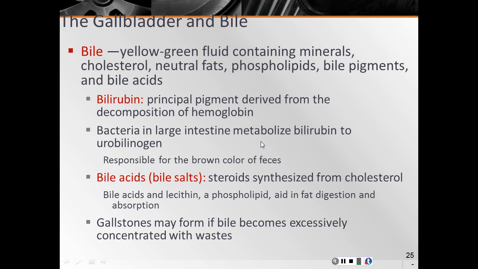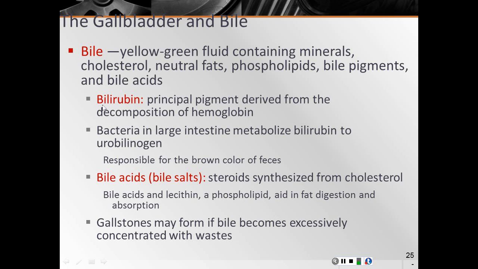All right. So what does it secrete? It secretes bile, and bile is this yellow-greenish fluid that contains minerals, cholesterol, neutral fats, bile pigments, phospholipids, as well as the bile acids. Now the primary pigment is bilirubin, and it is derived from the breakdown of hemoglobin. Now bacteria of the large intestines are going to metabolize the bilirubin to urobilinogen, which gives feces that dark color.